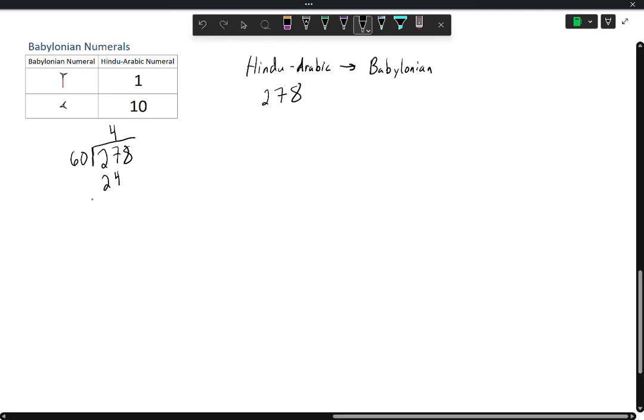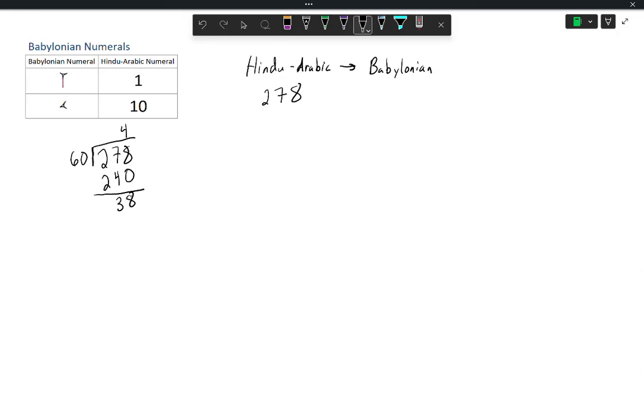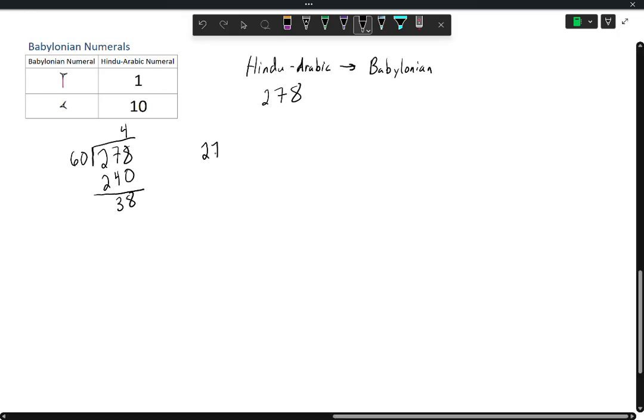So I have 240 here. Should put a 4 right here. I apologize. And I end up with 38 leftovers. Since the 38 is less than 60, we know we're done with our long division. So this tells us that 278 equals 4 times 60 plus 38.